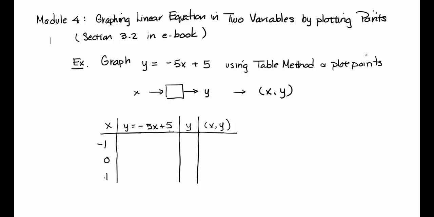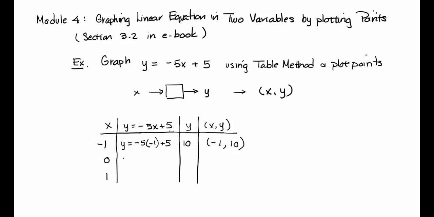Okay, now all I do is I plug in those values for x, right? So I say y equals negative 5 times, and my x is negative 1, plus 5. Negative 5 times negative 1 is positive 5. And 5, that gives me 10. So my point is negative 1, 10.